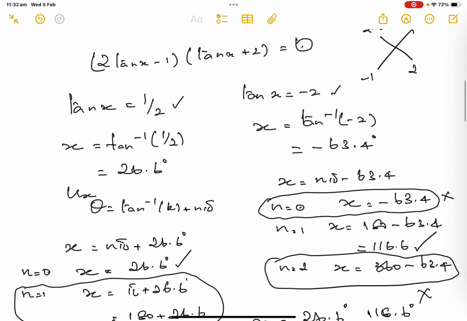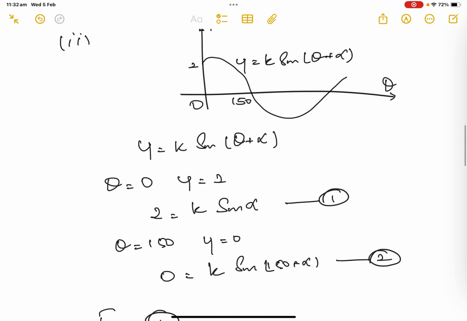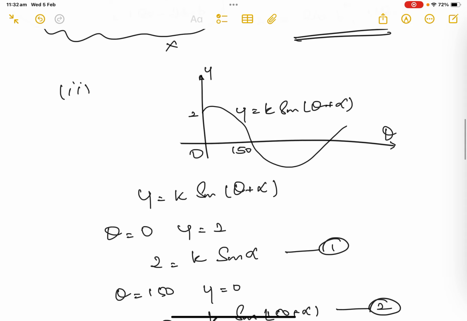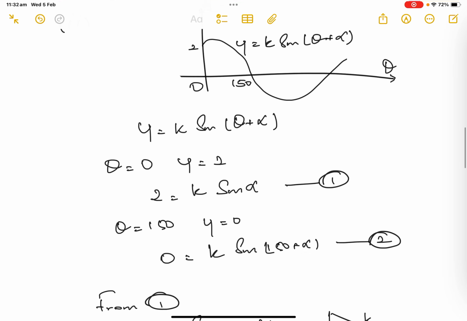Okay, this is the graph, just a sketch graph, y equals k sin(theta plus alpha). So we can use the information given. The graph cuts the y-axis where x equals 0. So when x equals 0, y is 2. So we can use these values in this equation.